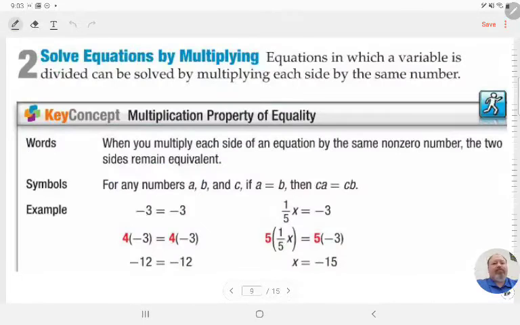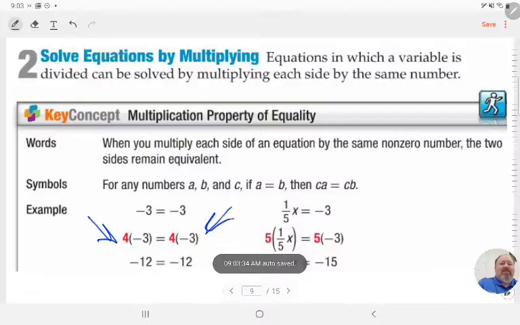All right, now we could solve equations by multiplying. So this is done very similar to adding, subtracting, and dividing. Whatever you do to one side of the equal sign, you must do to the other side of the equal sign. That's all this slide says, okay?